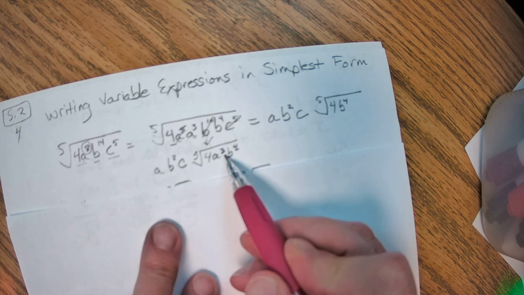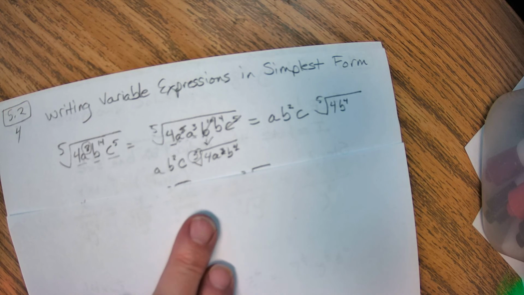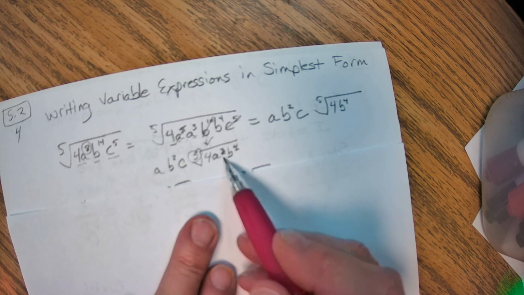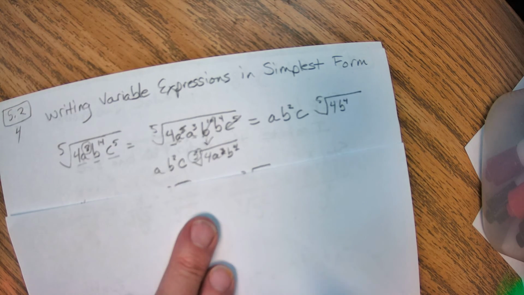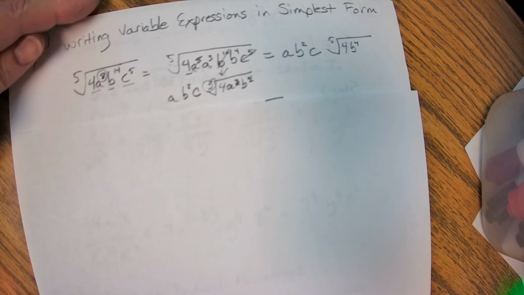As long as these exponents are less than your index number, then you know that you've simplified it as far as you can. If these exponents are larger than this, then you know you're not done yet. Okay.